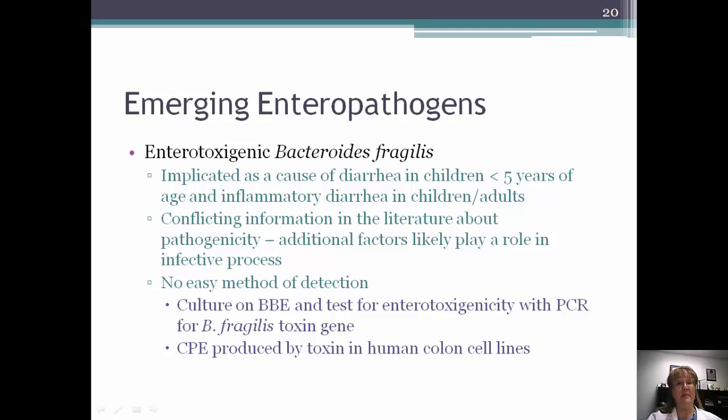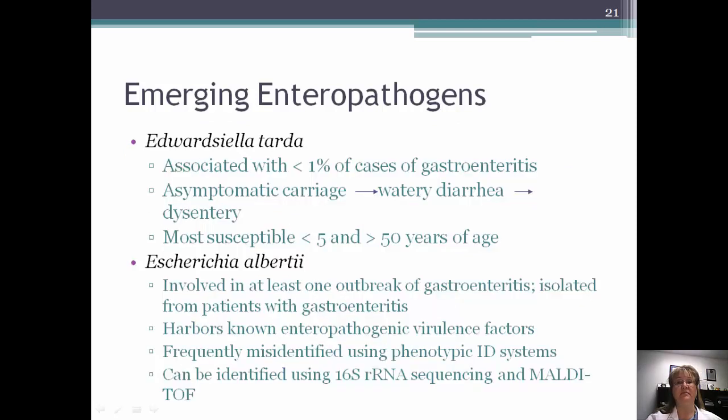Also, if you think about trying to recover Bacteroides fragilis from stool, there's no easy way to do it, right? No easy way that you can make sure that you recover it. Essentially, you can do culture using Bacteroides bile esculin agar, and then test for enterotoxicity using PCR, looking for the toxin gene. Or you can do a cell cytotoxicity assay looking for a cytopathic effect produced by the toxin in a human colonic cell line. But again, not something performed by every clinical microbiology laboratory.